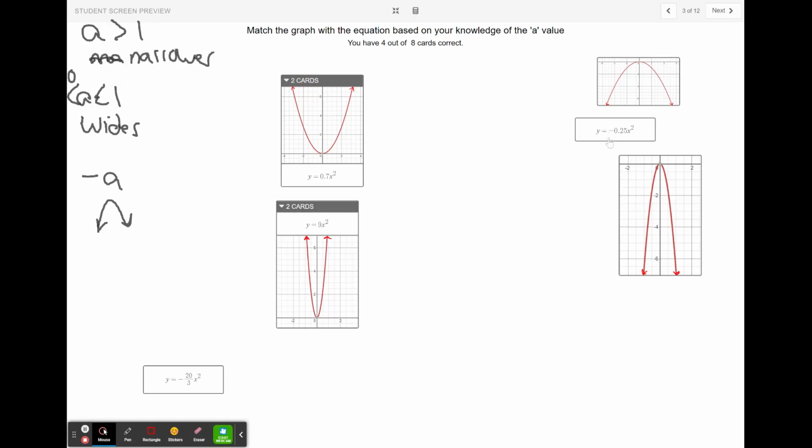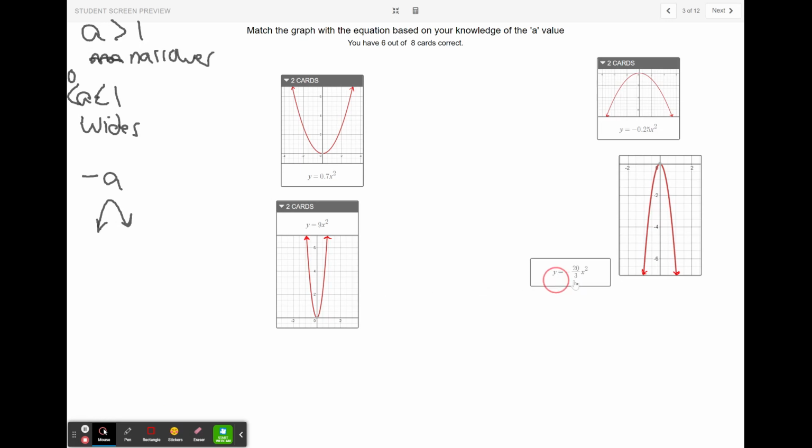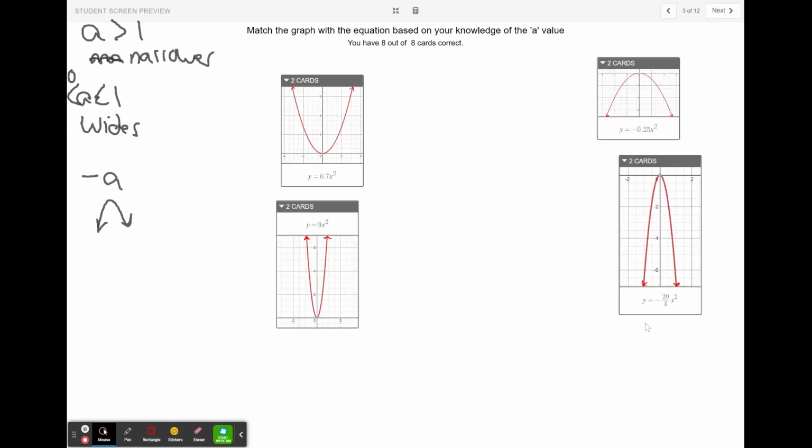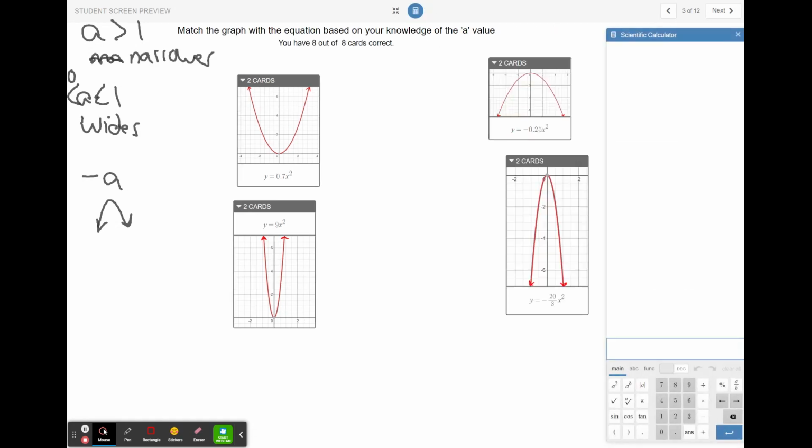Now the negative sign makes it flip, so I know I'm going to be upside down. And then the 0.25, that makes it wider. So that's correct. And then if you do negative 20 divided by 3, that's going to get you a negative, which flips it upside down, reflects it. And then the 20 divided by 3 gets you 6.6 repeated, which is definitely bigger than 1, so that's why the graph is narrower.